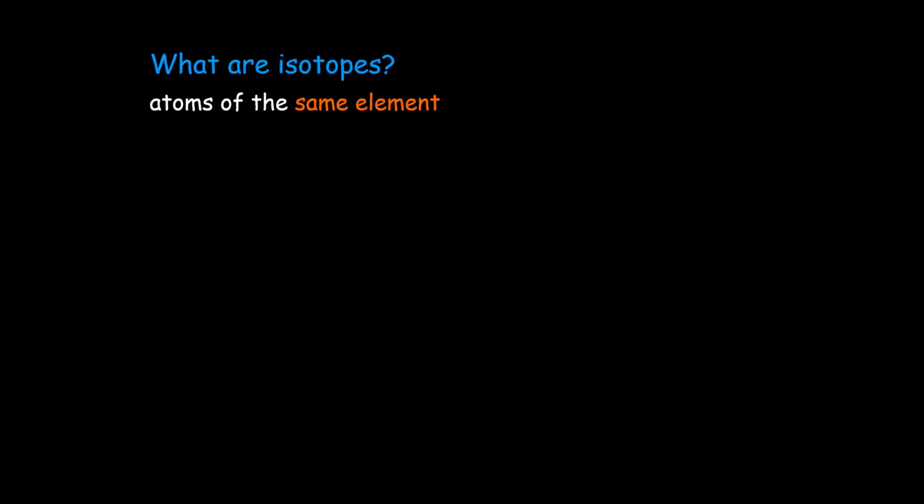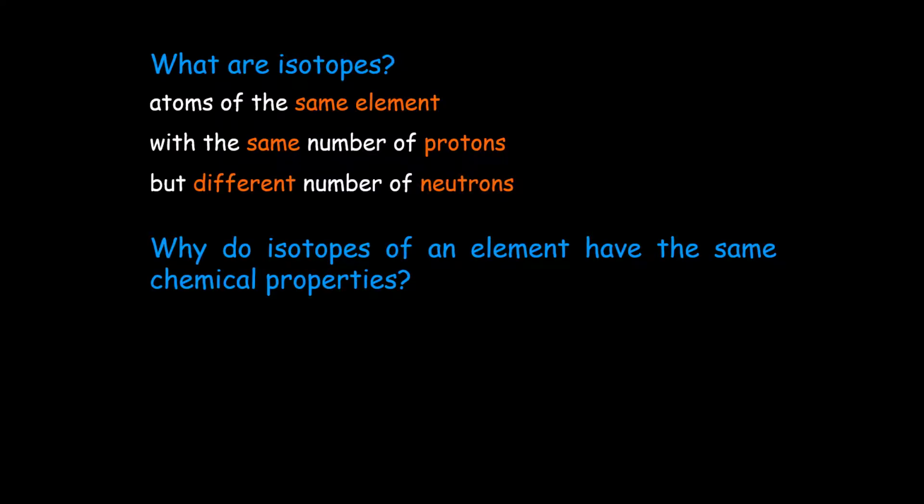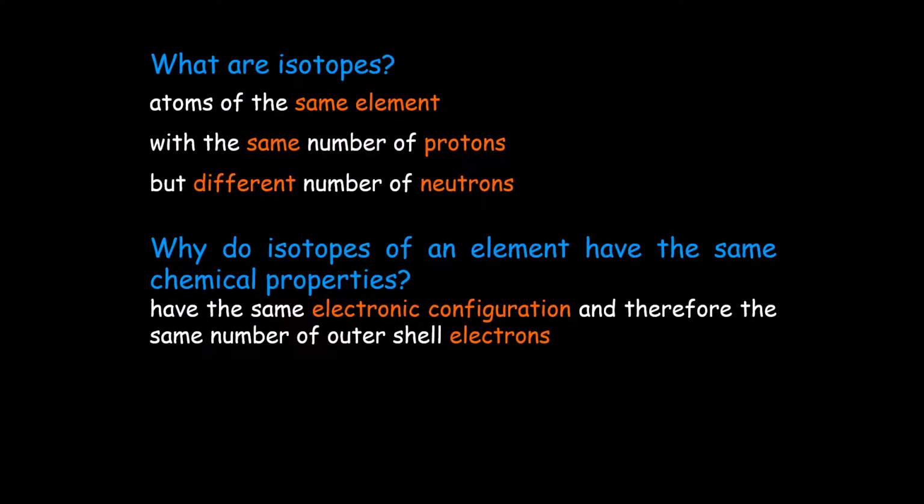Isotopes are atoms of the same element with the same number of protons but different number of neutrons. And isotopes have the same chemical properties because they have the same electronic configuration and therefore the same number of outer shell electrons.